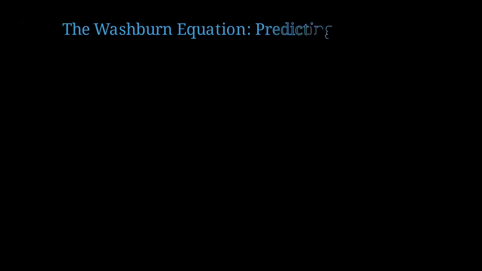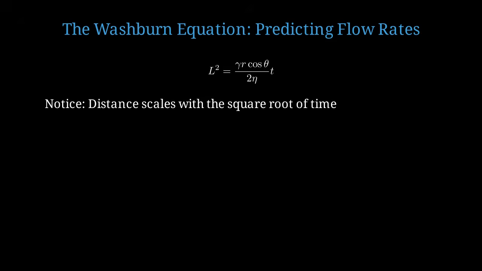To predict how fast liquid advances in a channel, we use the Washburn equation, which describes capillary-driven flow. L squared equals gamma r cosine theta divided by 2 eta times t. Here, L is the distance the liquid has traveled, eta is the dynamic viscosity, and t is time. Notice that L is proportional to the square root of time. This is characteristic of diffusive-like processes. Capillary flow slows down as the liquid advances because viscous drag increases.